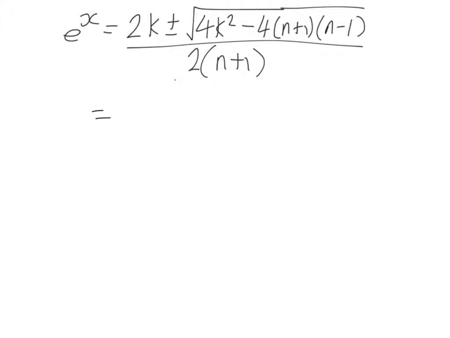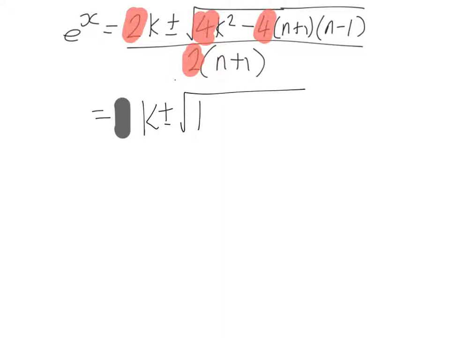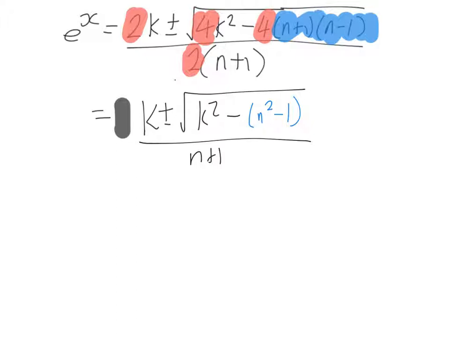But I'm going to tidy this up first because everything's divisible by 2. 2k is divisible by 2. Root 4 is divisible by 2. And 2 is divisible by 2. So this becomes k plus or minus the square root of k squared. And whilst I'm about it, let's expand that bracket because that is the difference of 2 squares. So let's write minus n squared minus 1 all over n plus 1.